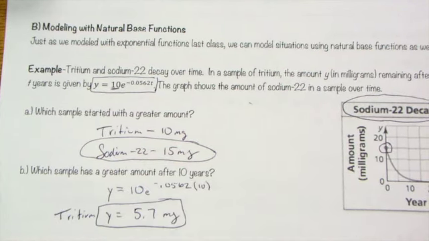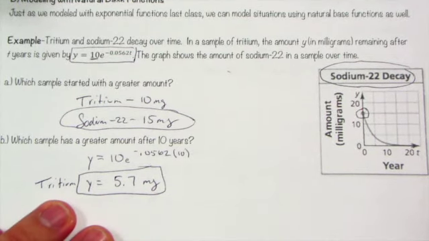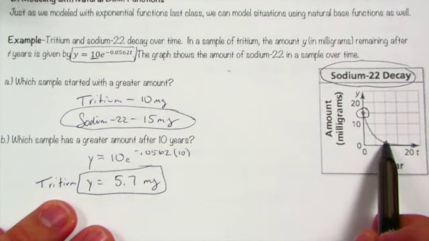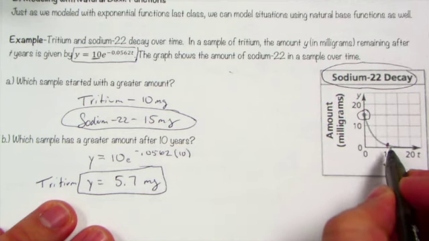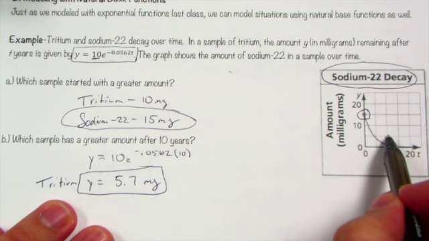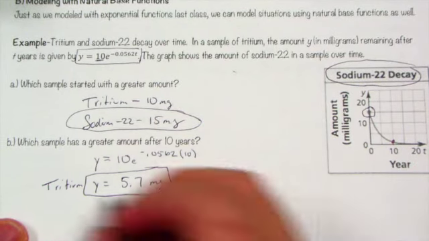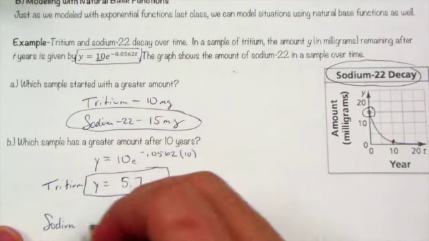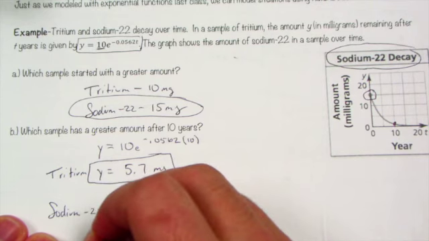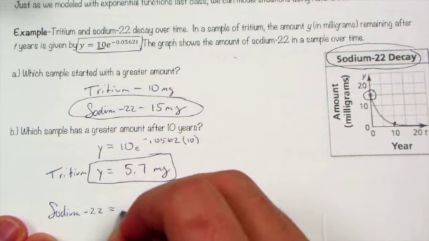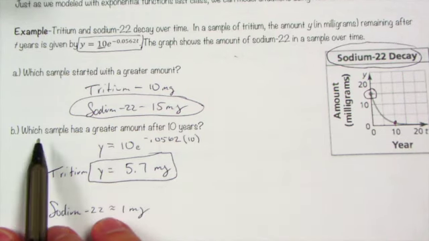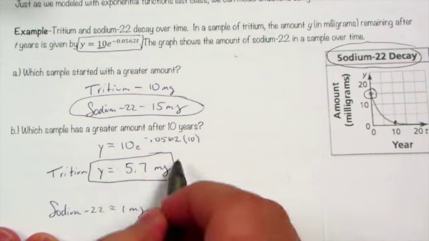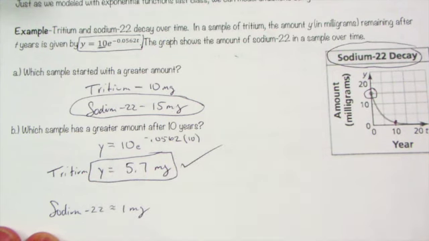Now sodium, since we don't have an equation, we have to estimate it. So we go to 10 years and look up, and here's where it is, right there. What is about that value? Well, if this is 5 and this is 10, then it's probably 1 to 2. We'll estimate it about 1. So sodium-22 is approximately 1 milligram. And so which sample has the greater amount after 10 years? That would be tritium.